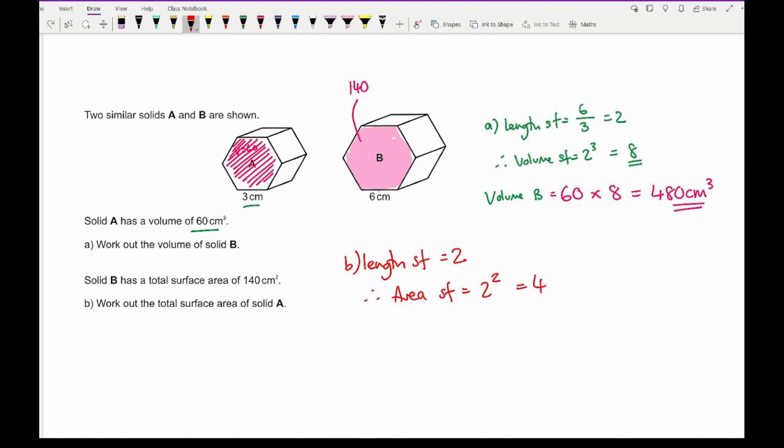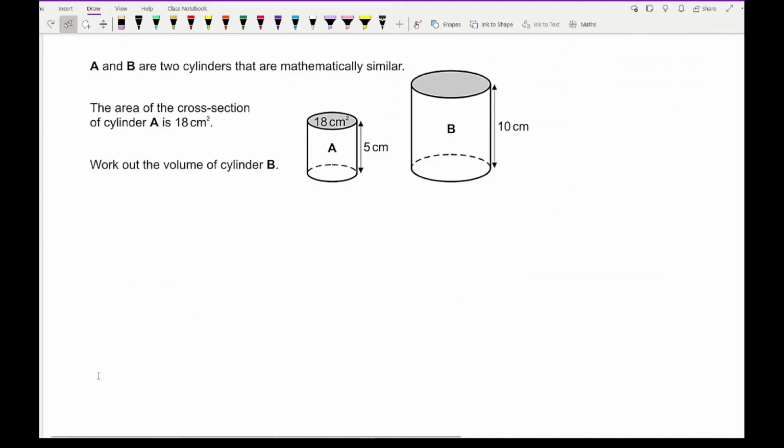Now for this, we're going from big to small, so the surface area of A is going to be the surface area of B, which is 140, divided by the area scale factor, which is 4. 140 divided by 4 gives me an answer of 35, and that's going to be in centimetre squared. And there is my final answer for that one. Let's have a look at this next question then.